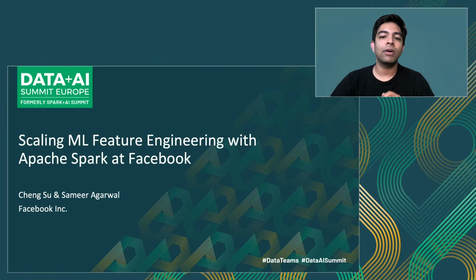So hello everyone, my name is Samir, and along with Cheng, today we are going to talk about the journey of scaling machine learning with Spark at Facebook. More specifically, this talk is going to focus on feature engineering today, which is the art of extracting and transforming features before they are used to train an ML model. And the purpose of this exercise is to make the model more accurate and stable.